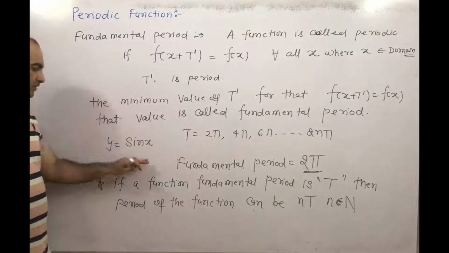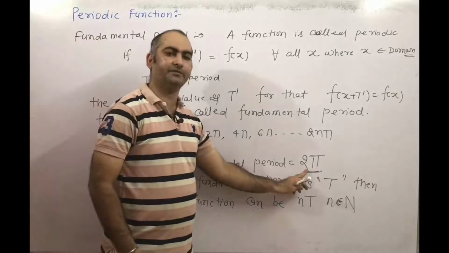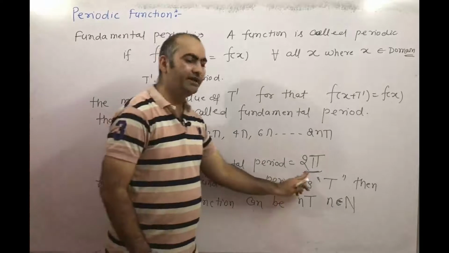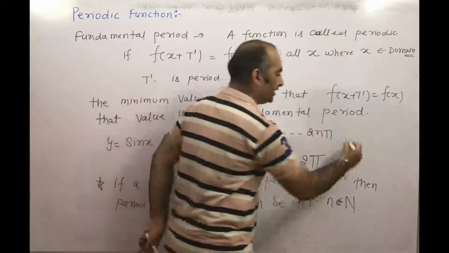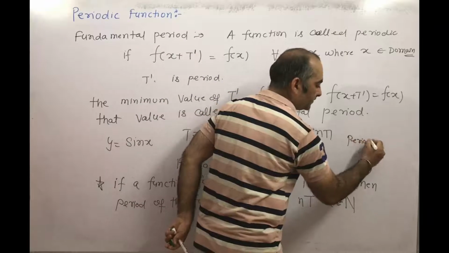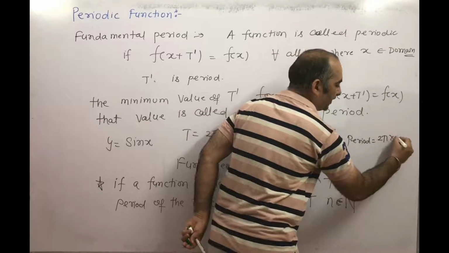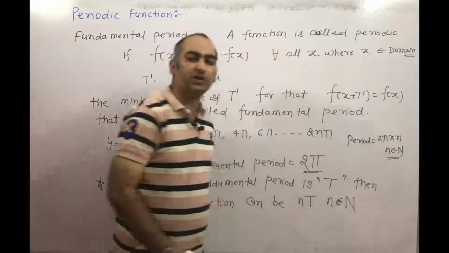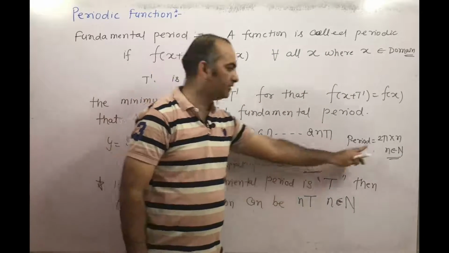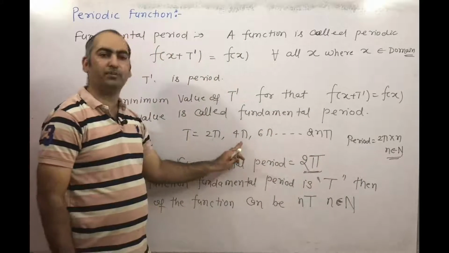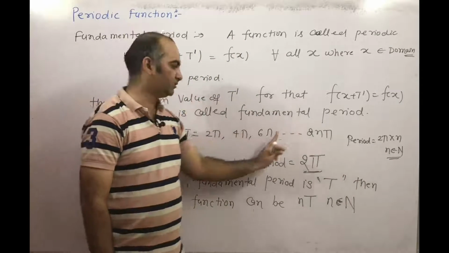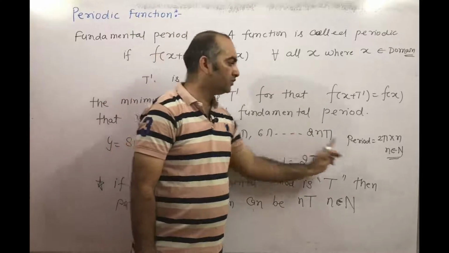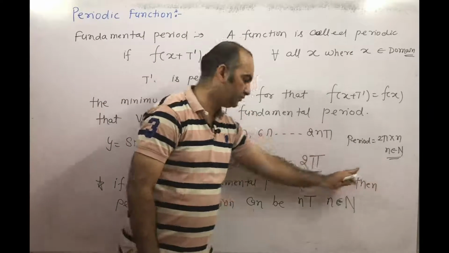So the fundamental period of sin x is 2 pi. So the period of this function can be 2 pi into n, where n belongs to natural numbers. If n is 1, we get 2 pi. If n is 2, what will come? 4 pi, so 4 pi is also a period. If n is 3, 6 pi is also a period. If n is 4, 8 pi is also a period. Correct? So here n belongs to natural numbers. This we can see.